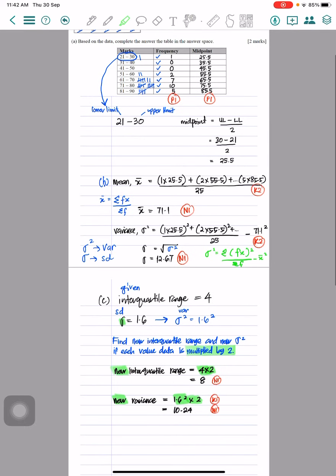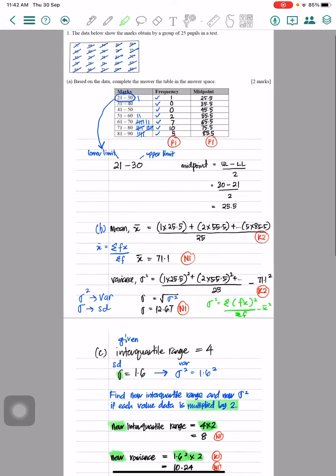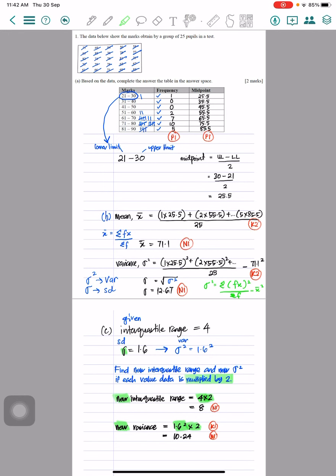So this is for question number 1. Teacher has shown C. I hope my explanation helps you understand how to answer this question.